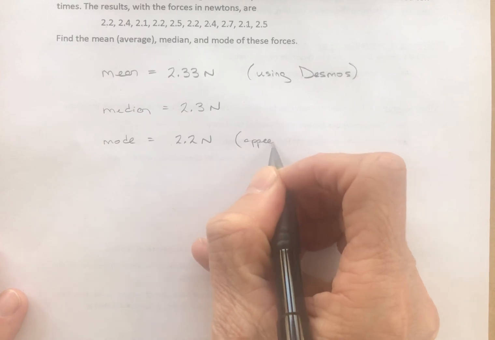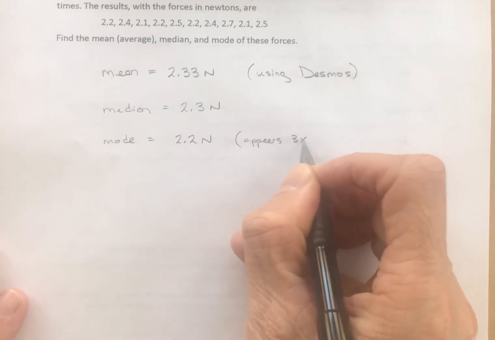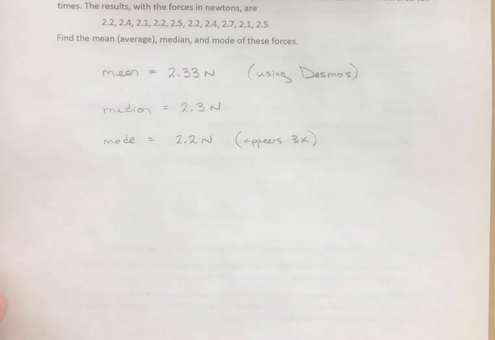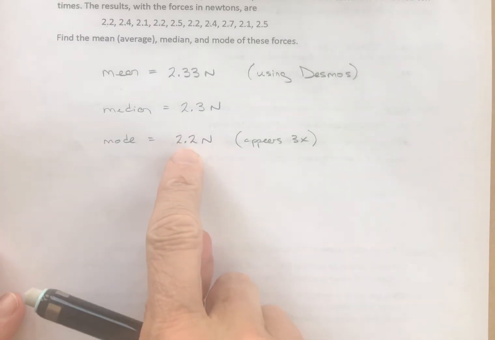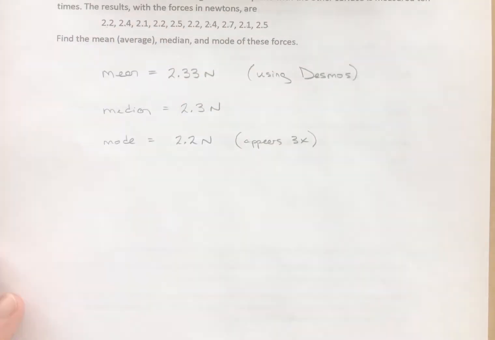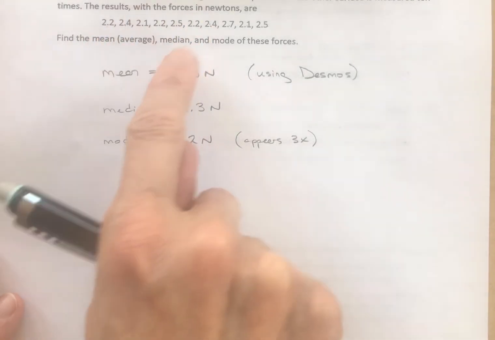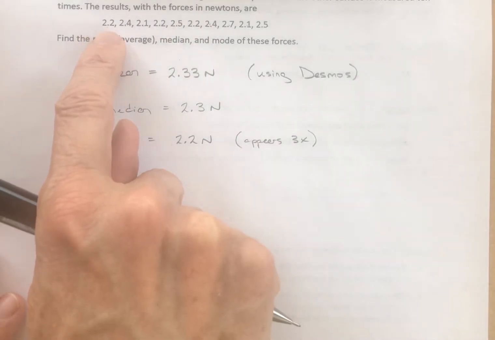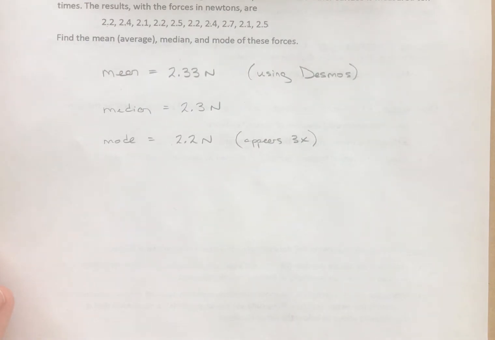It appears 3 times, which is more than any other number. Again, had I had another 2.1, for example, I would have had 2 modes if both 2.2 and 2.1 appeared 3 times. But in this case, only 2.2 appears 3 times. So there you go, mean, median, and mode. And now let's get ourselves ready to work with that.